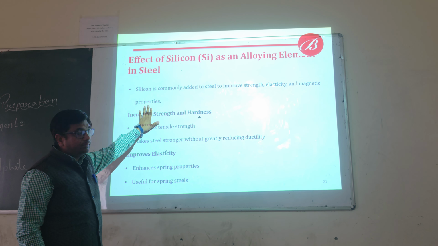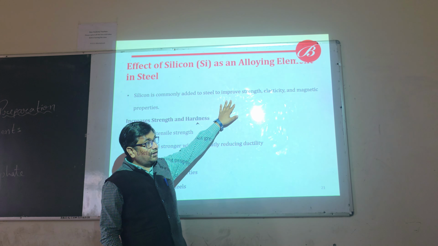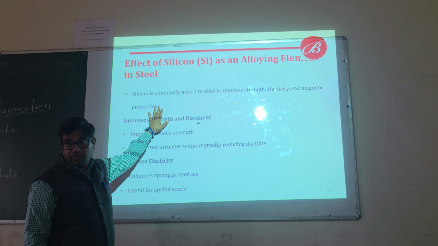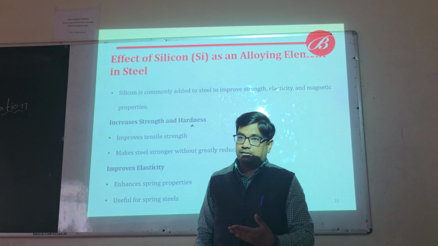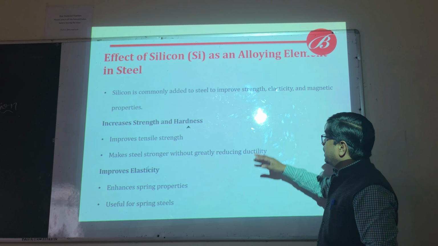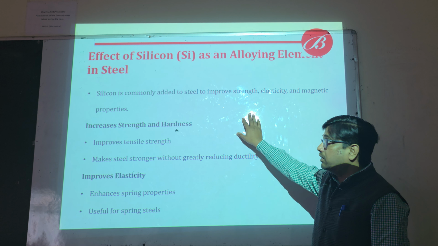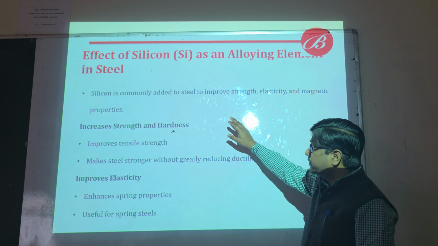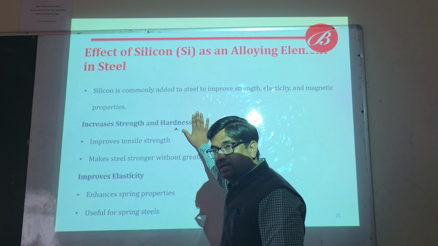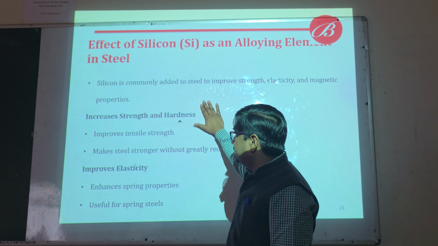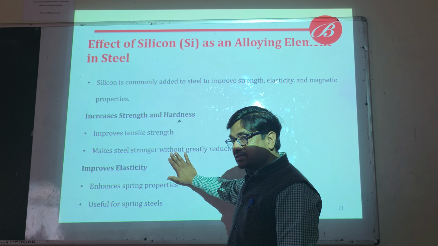So silicon is commonly added to steel to improve strength, elasticity and magnetic properties. Now you can understand how silicon is different from other alloying elements, because it also improves elasticity and magnetic properties along with strength. So the other functions which are performed by silicon when it is added to the steel: number one, it increases the strength and hardness, then it improves the elasticity.